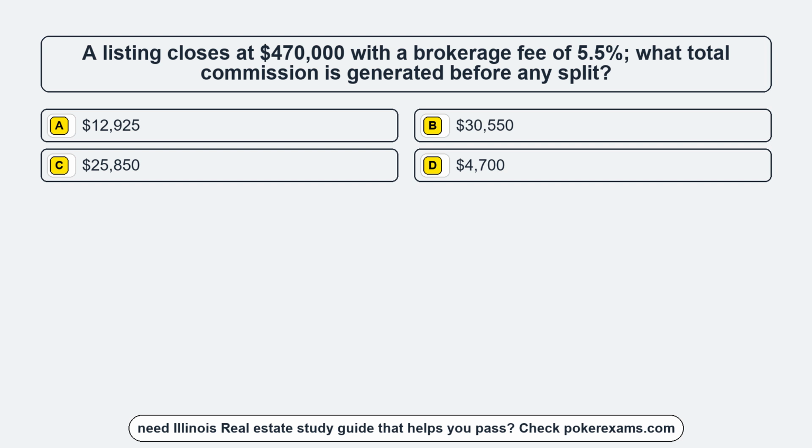Question 3. A listing closes at $470,000 with a brokerage fee of 5.5%. What total commission is generated before any split? Option A. $12,925. Option B. $30,550. Option C. $25,850. Option D. $4,700.